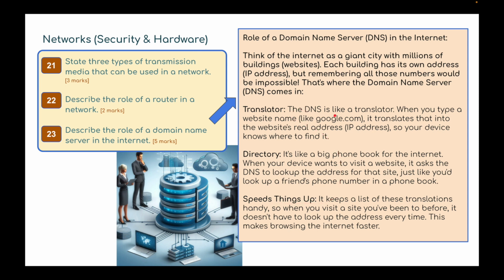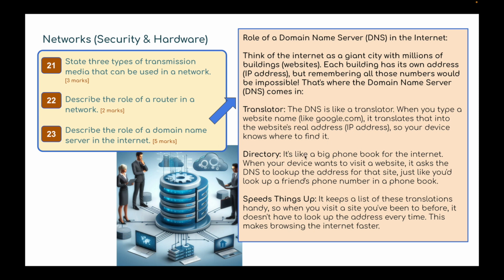The DNS is like a translator. When you type in a website name like google.com, it translates that into the website's real address, i.e. an IP address. IP addresses are usually made up of 12 numbers or 4 blocks of numbers ranging from 0 to 255. So it's big numbers. It would be very difficult to remember the 12-digit number for, for example, Google. But the DNS server basically recognizes google.com and finds the actual IP address so you don't have to.